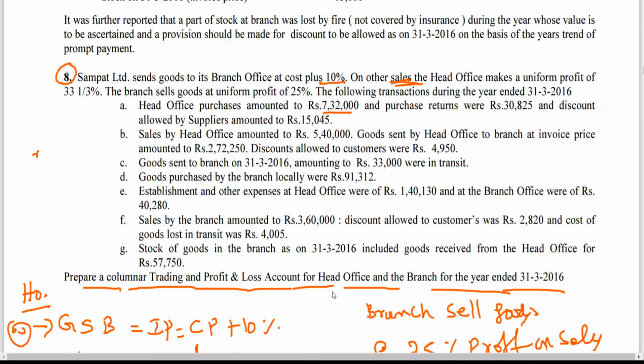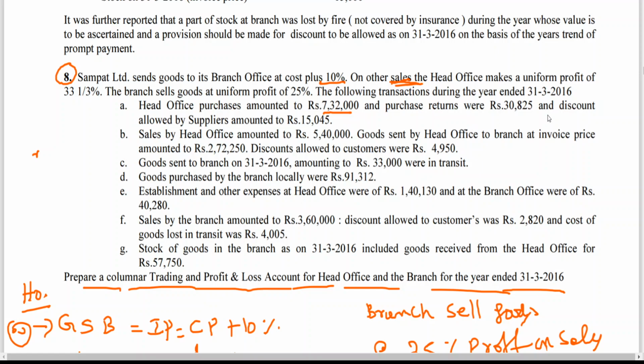That means you are preparing head office final accounts and final accounts of branch in the books of head office. I'm talking about final accounts excluding balance sheet, only asking about trading and P&L account. So I think you need to prepare two columns. One is for head office, the other one is for branch. Okay, coming back to this, head office purchases amounting to 7,32,000.